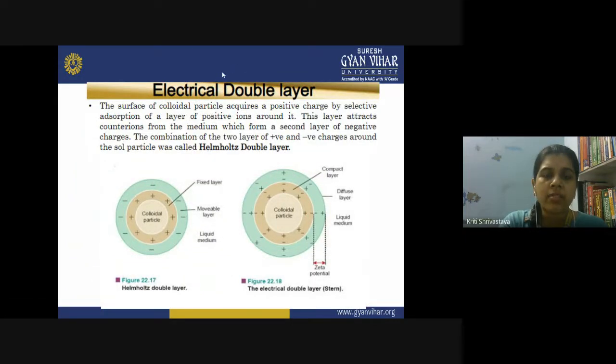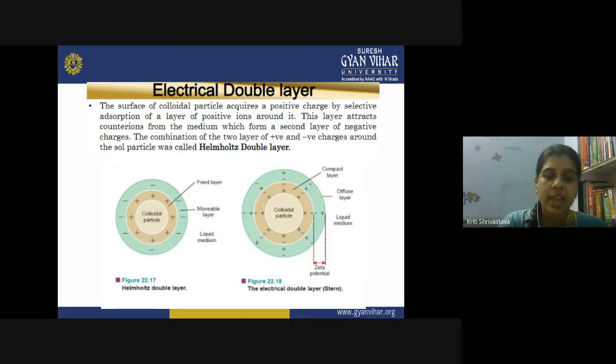Now let us discuss a very important property, that is development of electrical double layer. So what is a double layer? Like in this diagram, you can see we have the colloidal particle at the center, and on its surface there is adsorption of the positive charge. Okay, so suppose this is my ferric hydroxide sol particle having positive charge on its surface. Now what will happen?